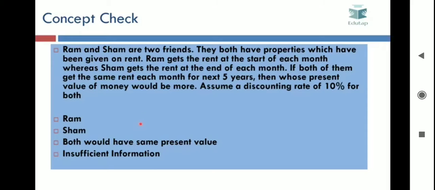And who is getting the annuity due? Ram is getting the rent as annuity due. So the present value of Ram's rent would be more.